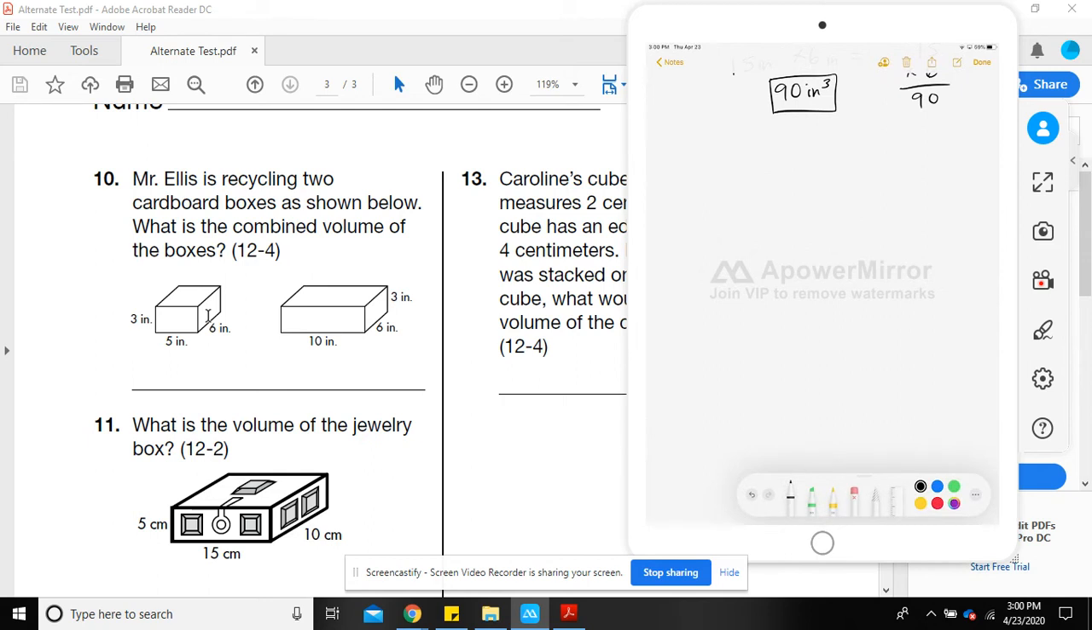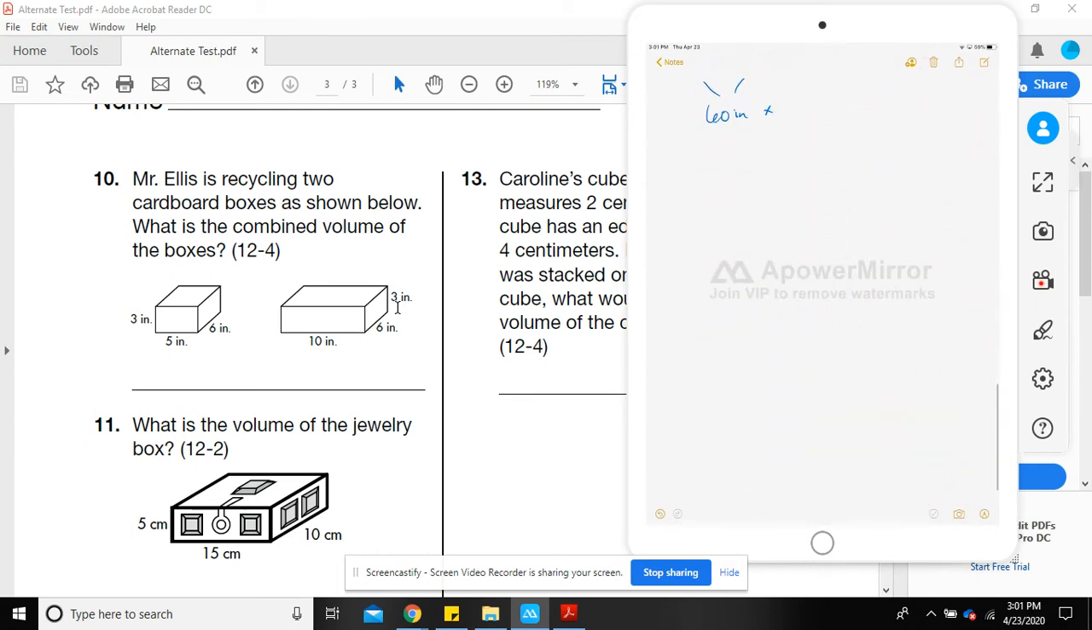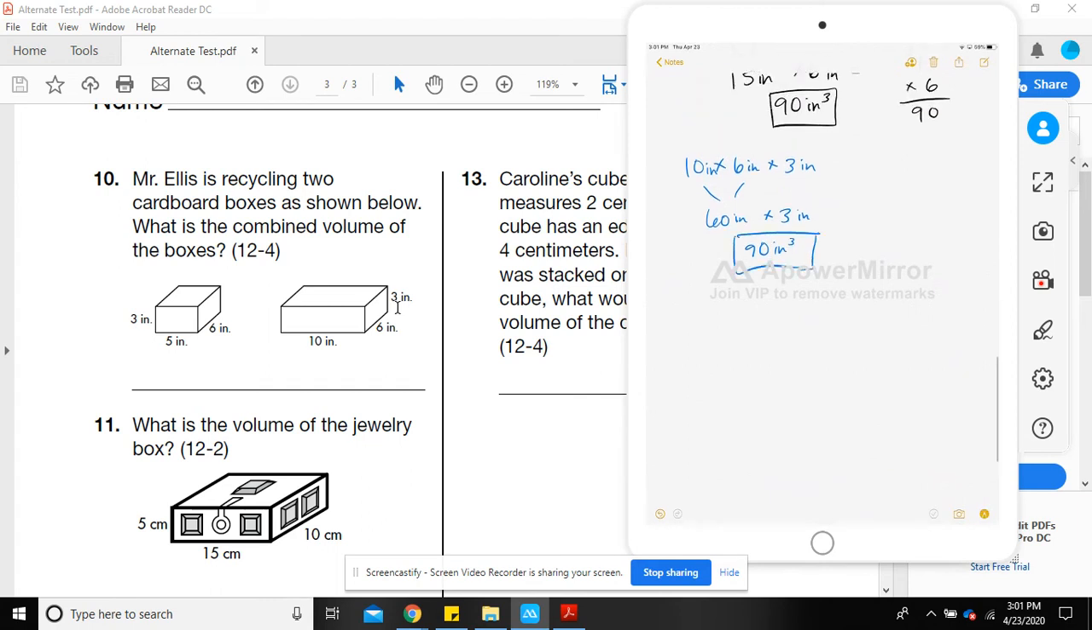So my second box I'm going to do in blue. My second box I have 10 by 6 by 3. So to find volume, I'm multiplying that, length times width times height. So 10 inches, sorry, let me label, 6 inches times 3 inches. 10 times 6 is 60 inches times 3 more inches is going to give me 90 inches cubed. So I have 90 inches cubed for both of these.